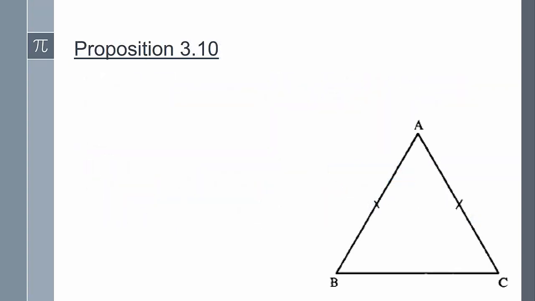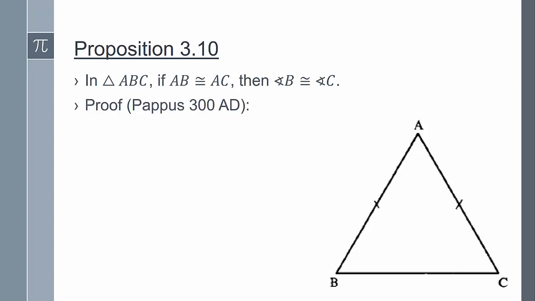This next result is another application of the side angle side axiom. It states that in triangle ABC, if segment AB is congruent to segment AC, then angle B is congruent to angle C. So this result says that if you have an isosceles triangle, then the base angles of the isosceles triangle are congruent. And the proof was actually done by Pappus in around the year 300 AD.